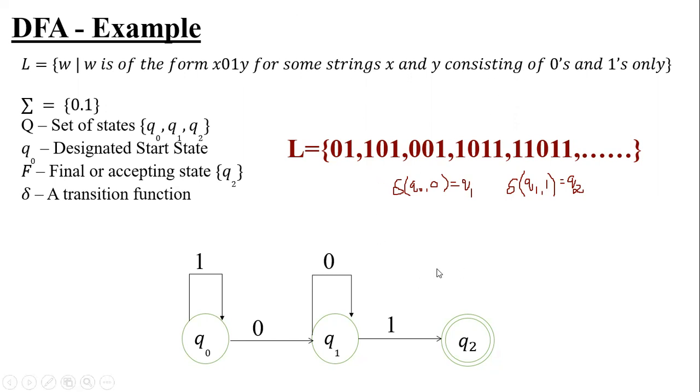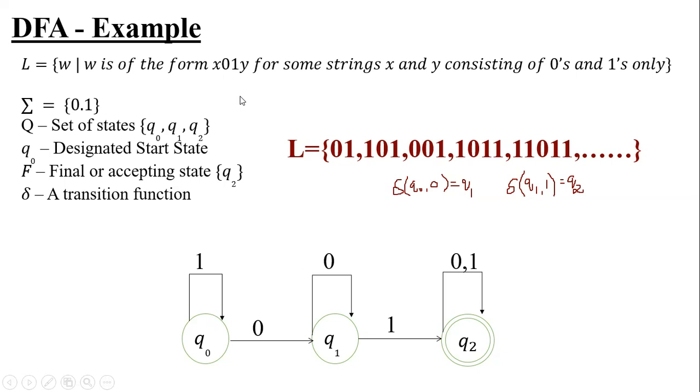For the Y part, once the 0 1 is recognized, after the 0 1 we can have any sequence of 0 and 1. So we will have a loop at this final state on 0 and 1. This is the final DFA that will recognize all the words having the form X, 0, 1 and Y.